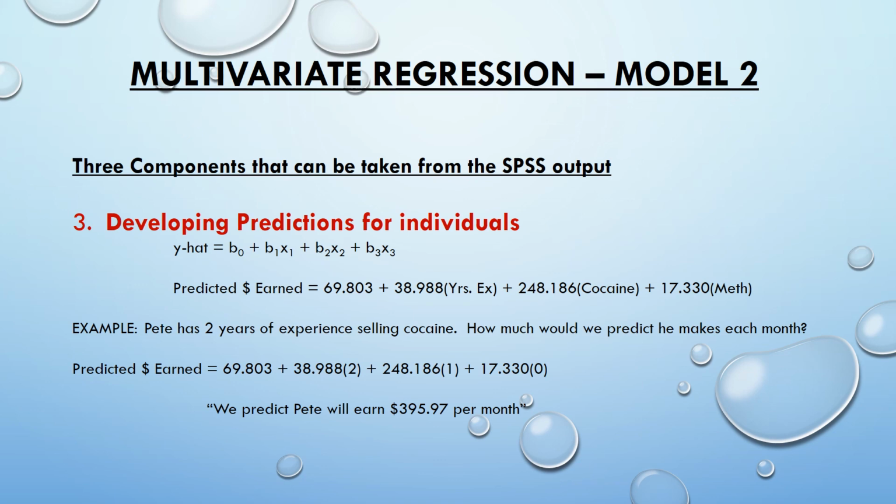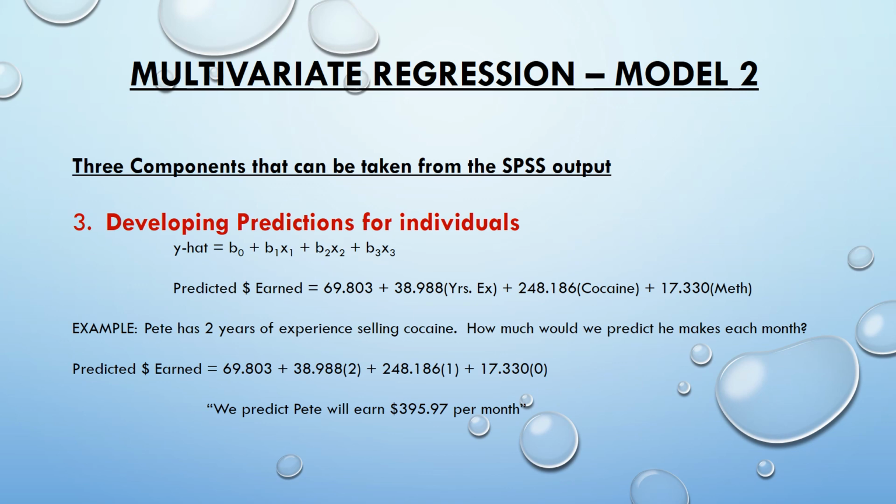So we look at our example of Pete. Pete has 2 years of experience selling cocaine. So I've given you all the information you need to fill out this particular mathematical equation and find out what is Pete's predicted earnings. How much would we predict he makes each month?